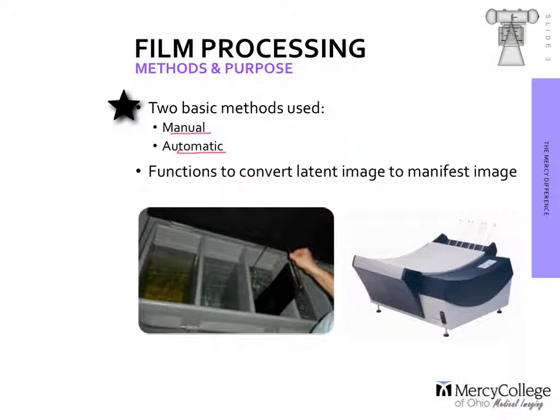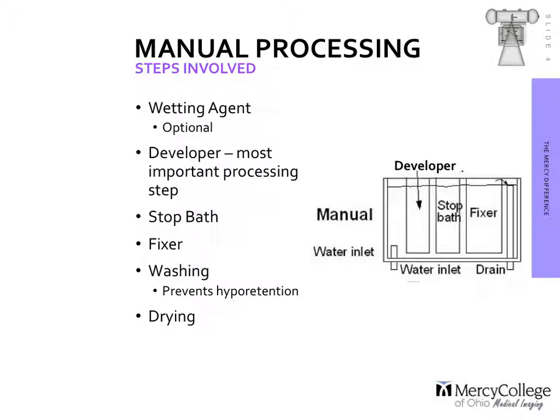So the overall idea with film processing, nonetheless, is to convert that hidden image into a visible image, or a latent image into that manifest image. The essence of film processing is the same whether it's an automatic process or a manual process.